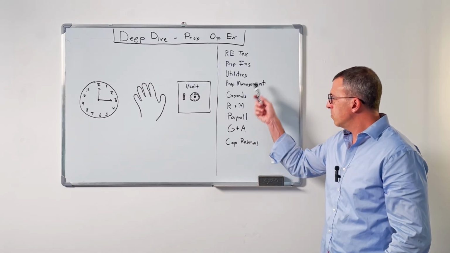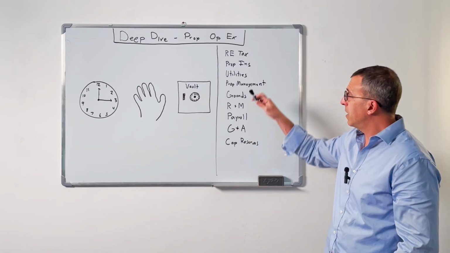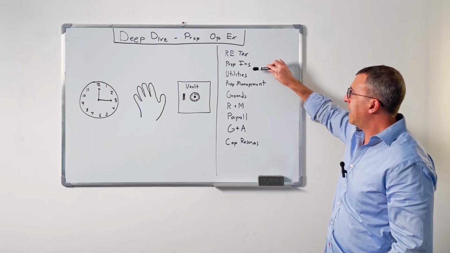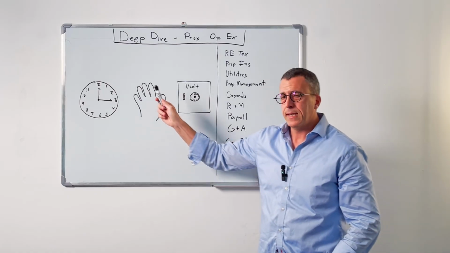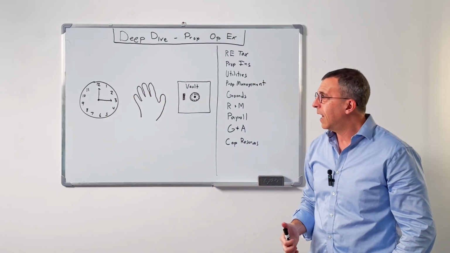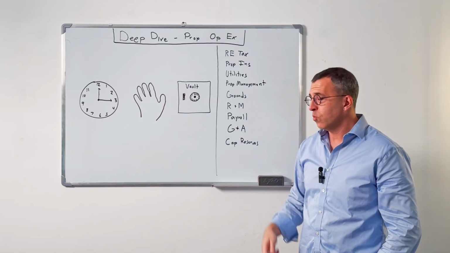Payroll and G&A, I don't think they vary that much seasonally, but certainly, real estate tax, utilities, grounds, R&M will vary greatly depending on the time of the year that you're looking at the expense items. And so you want to keep that in mind.